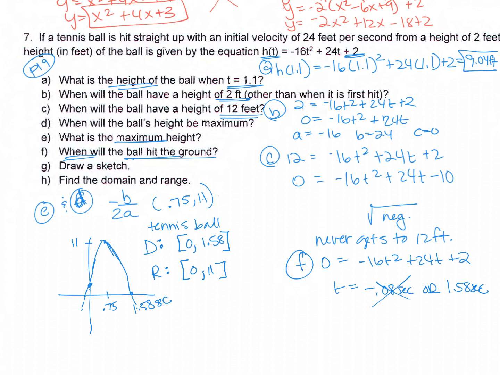So now let me get a different color. Forget that it's a tennis ball problem, if it was just a graphed parabola, a regular parabola, not a story problem, then my domain, my x values, would be from negative infinity, with parentheses because you can't contain infinity, to positive infinity, because my x values could be anything on the x-axis.